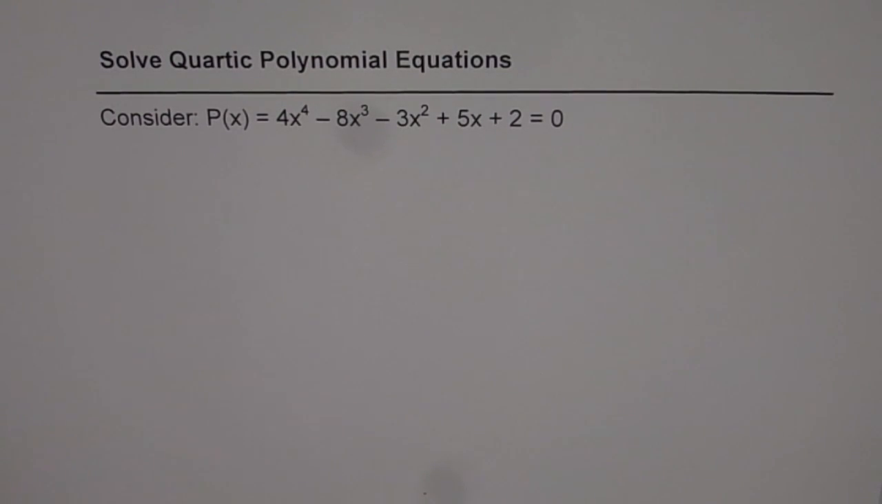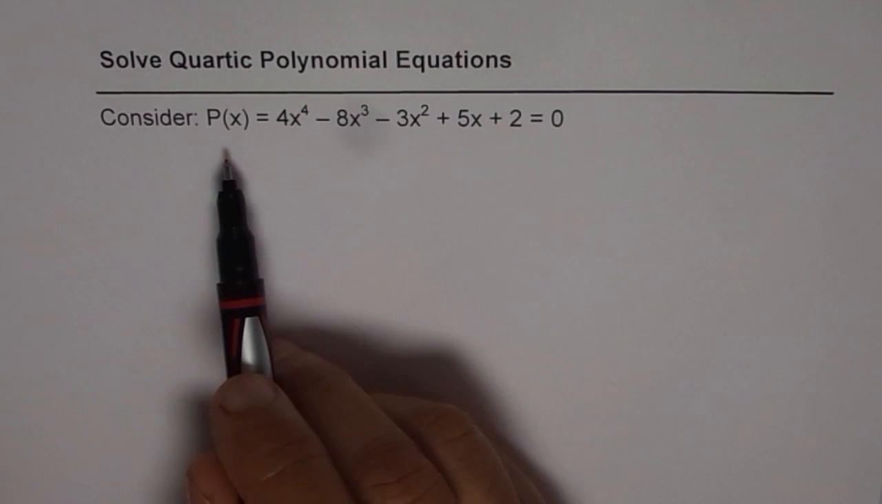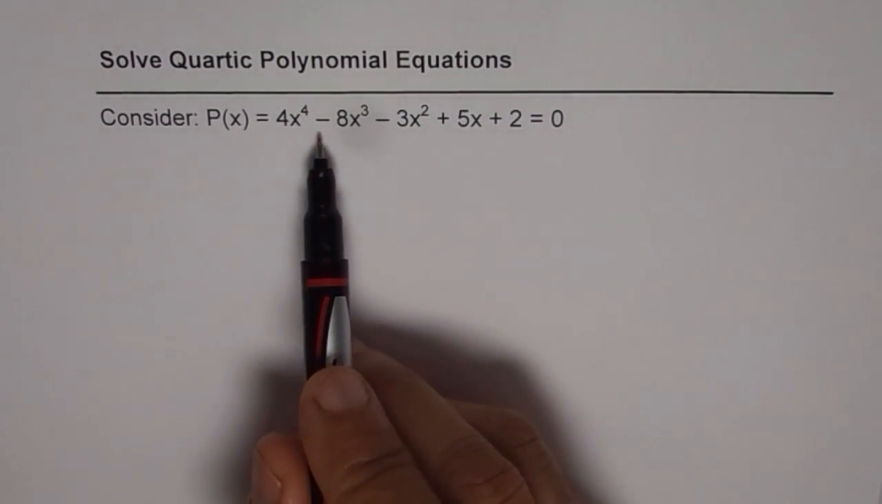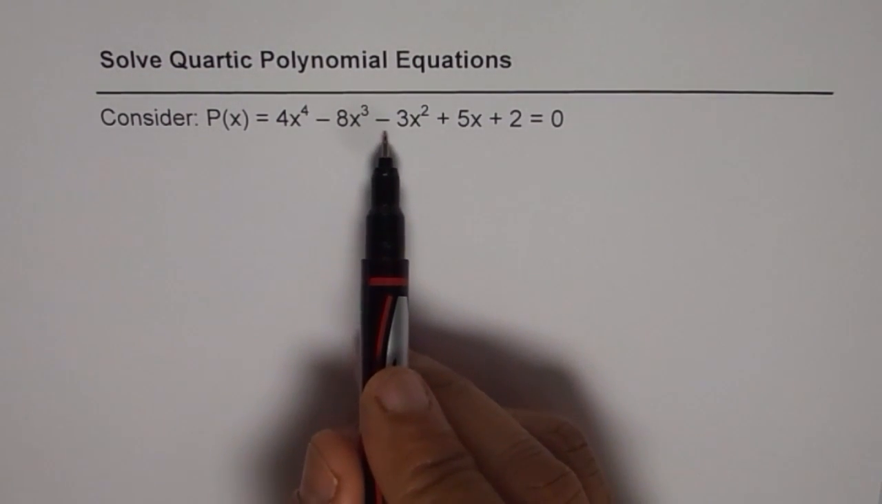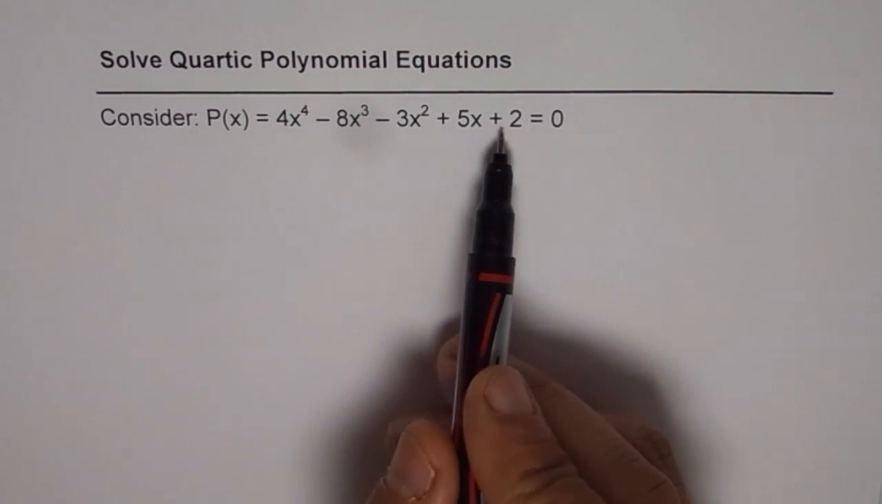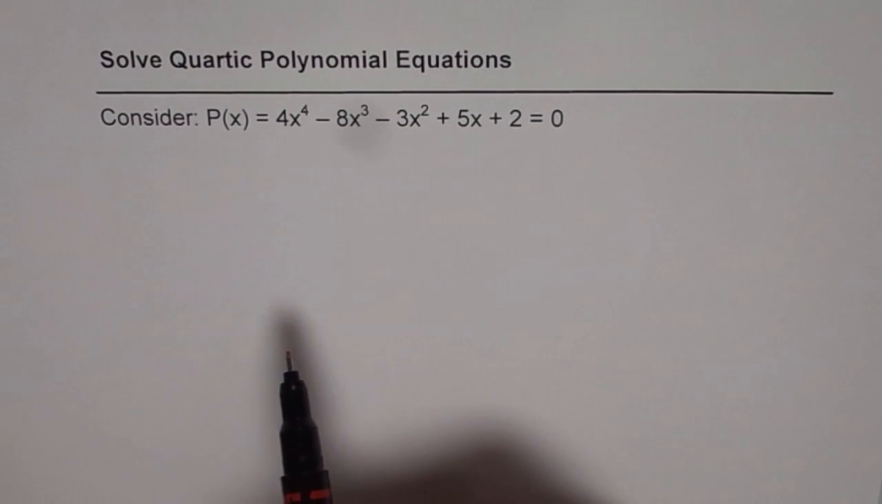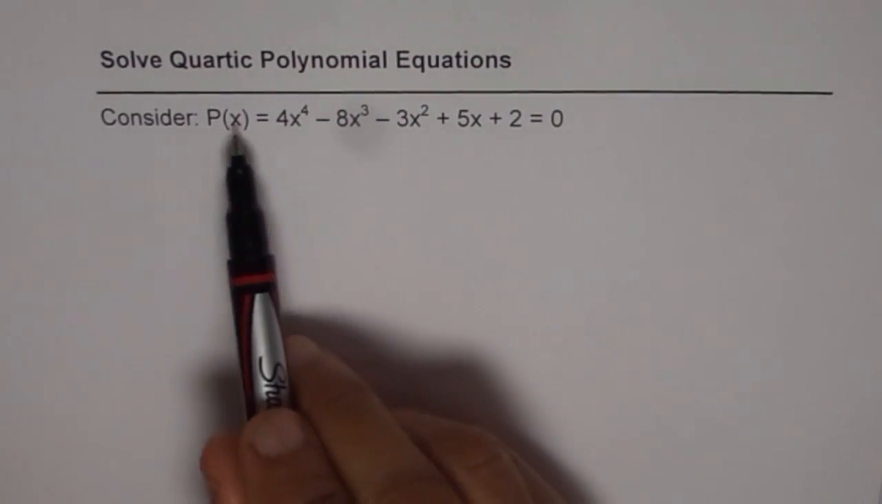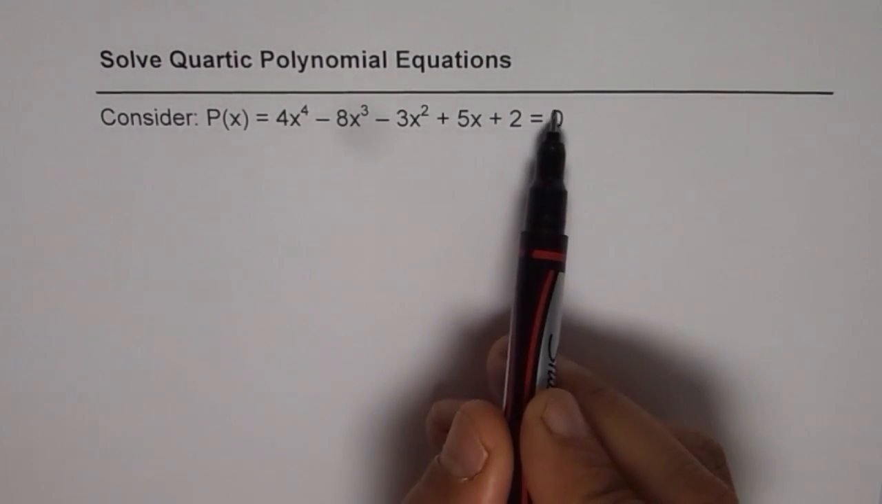I'm Anil Kumar, and in this video we will understand how to solve a quartic polynomial equation. Consider a polynomial 4x to the power of 4 minus 8x cubed minus 3x squared plus 5x plus 2 equal to 0.